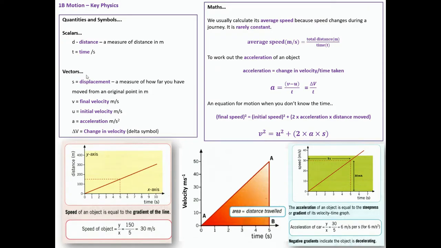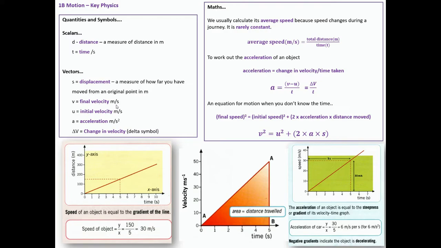We've got something called a vector, and a vector is not just a quantity. Distance and time are just quantities, but vectors have a direction as well. We say that they have magnitude and direction, whereas the scalar just has magnitude. So displacement is a measure of how far you've moved from an original point. That could be a mass on a spring moving up and down, or a runner on a running track that comes back to the zero point again.